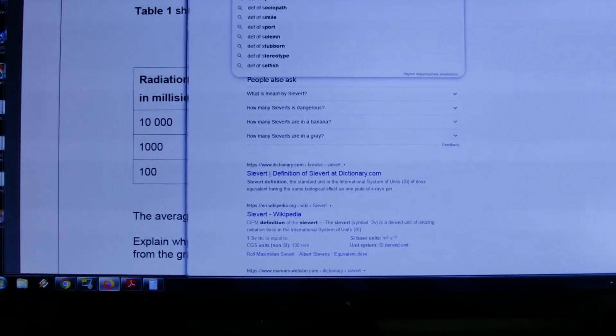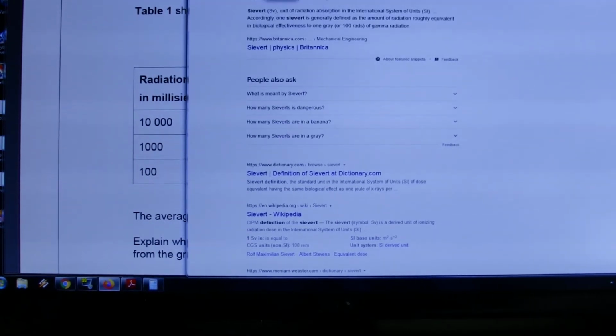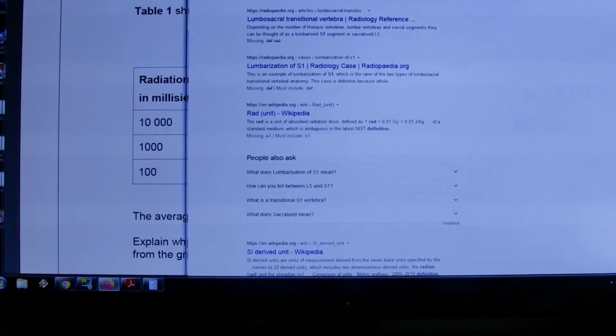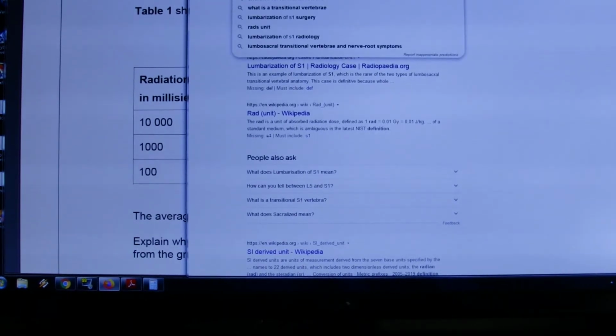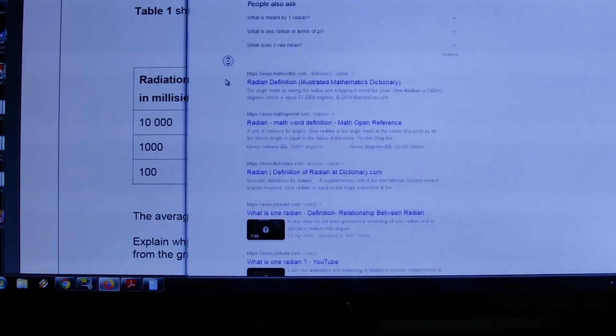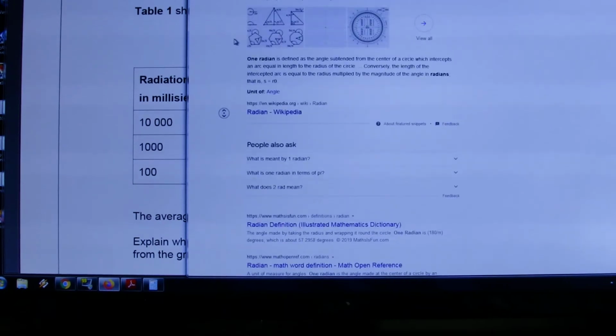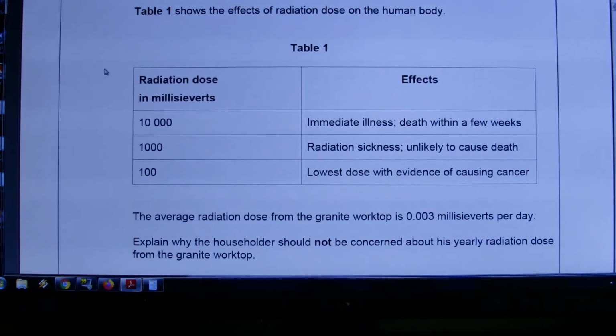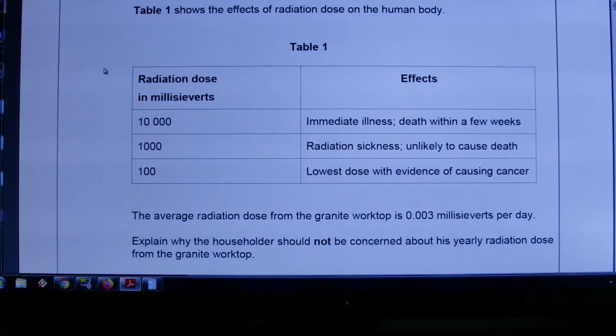Definition of 1 rad. That's going to come up with something very weird. Definition of 1 rad. No, not 1 radian. Bloody hell. Pardon my French. Anyway, we have a table of how effective it is. It's quite possible the definition of a sievert is actually based on this table.